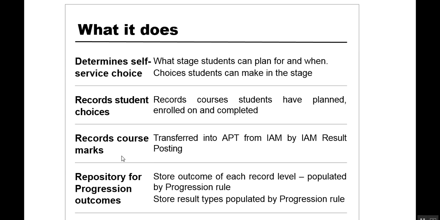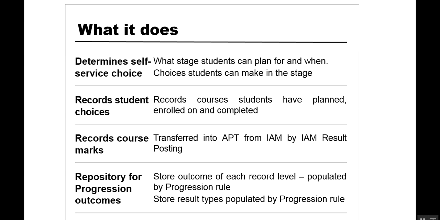Records course marks. So yes, we get a transfer into the APT from the Individual Activity Manager records of the students' course marks and the result type for each course mark. So it could be first resit, second resit, etc. That information comes back into the APT using the IAM result posting functionality.